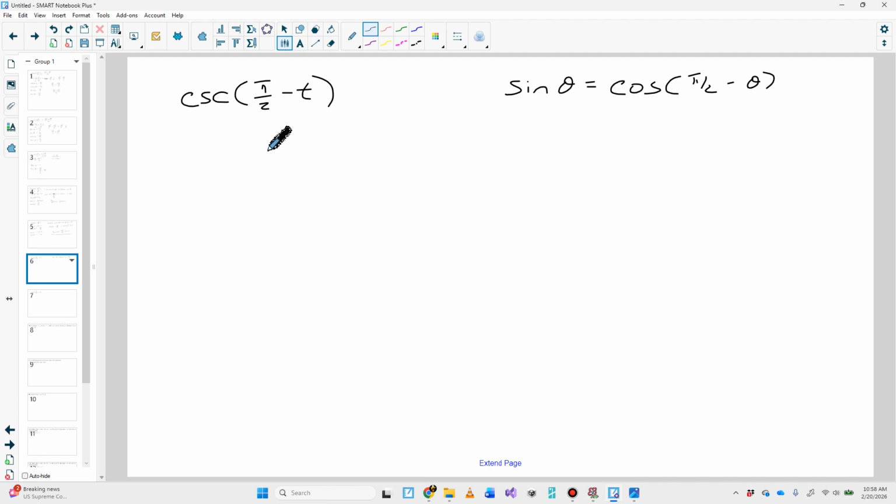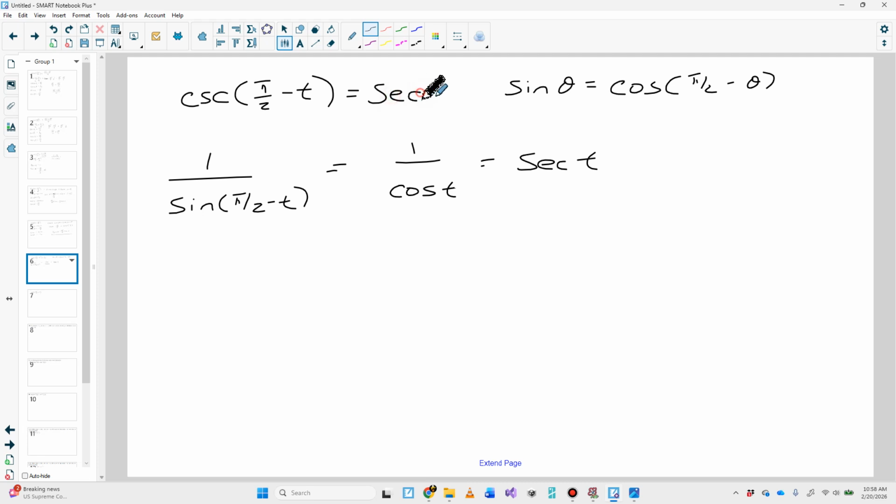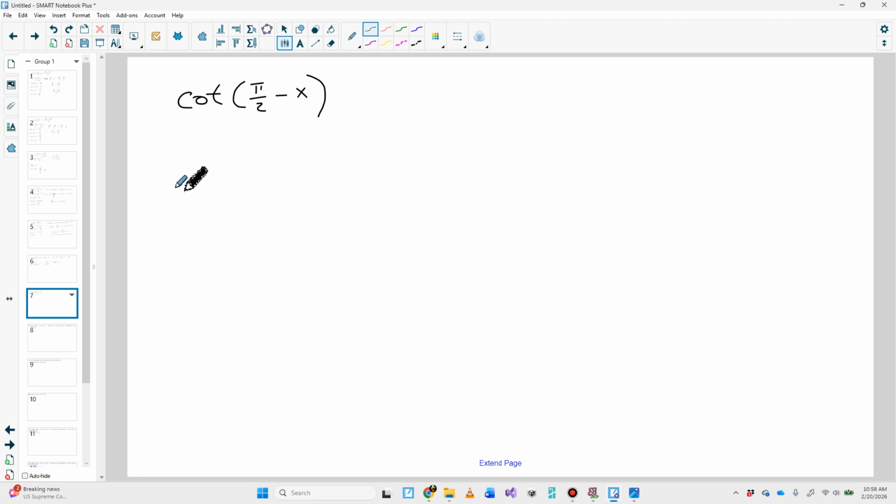But I got cosecant. Well, I'm going to need to write this in terms of sine and cosine if I'm going to get anywhere. So let's go ahead and rewrite this as 1 over sine of pi over 2 minus t. Well, we recognize this as a cofunction of cosine, so I can rewrite this as 1 over cosine t, and I can rewrite this as secant t. So the cofunction of cosecant is in fact secant t. Pretty cool.